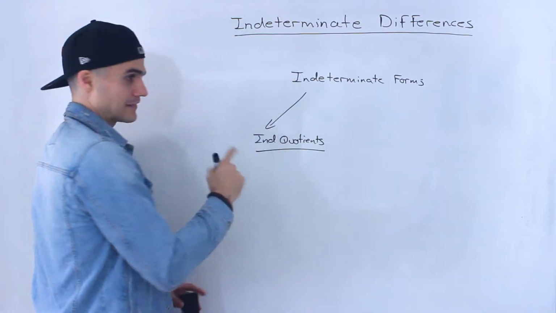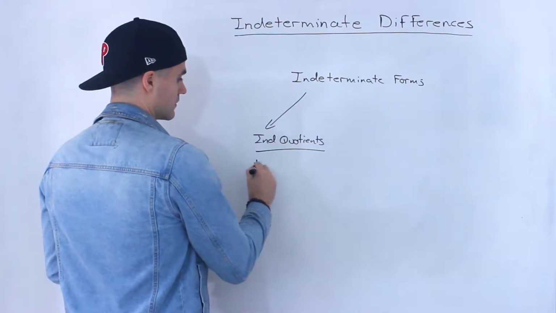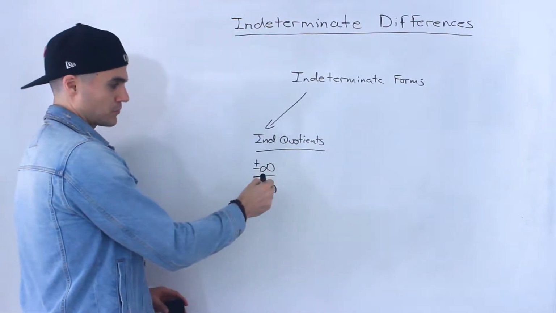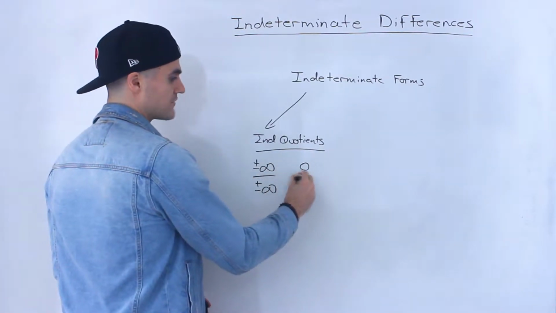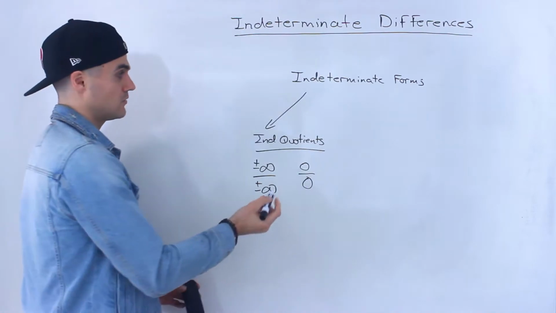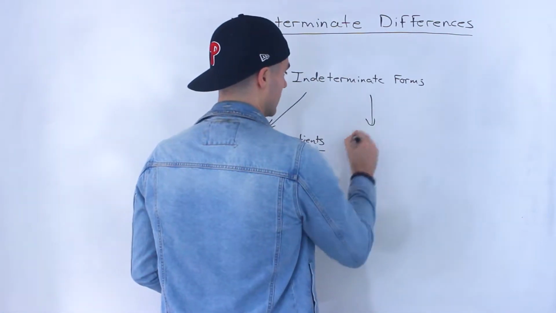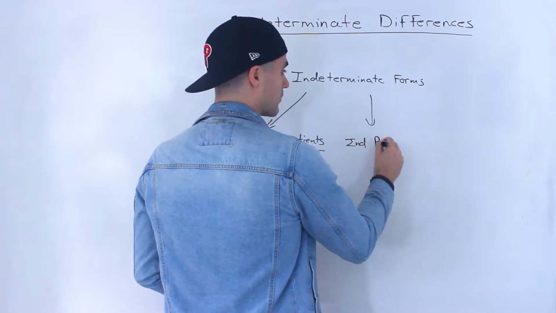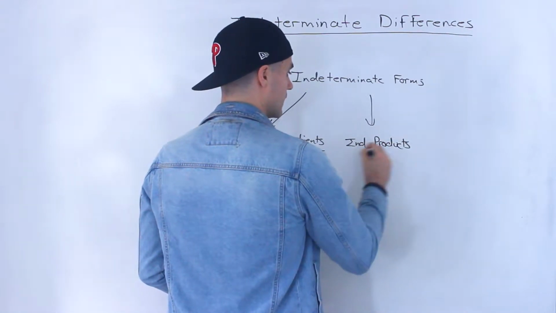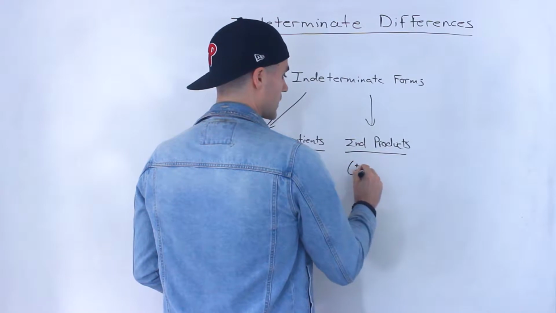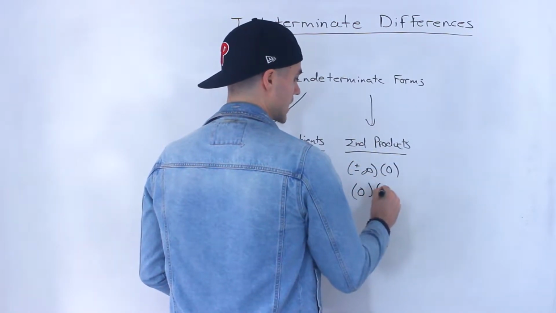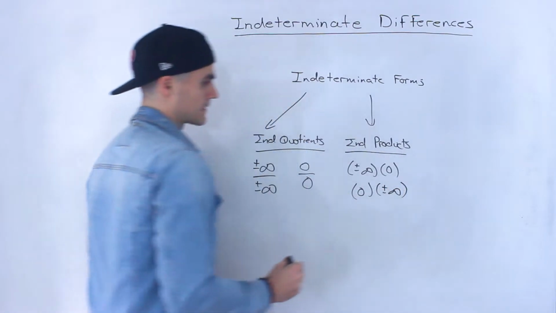And that's when we have a limit in one of two formats: plus or minus infinity over plus or minus infinity, or 0 over 0. We've also dealt with indeterminate products. That's if we have plus or minus infinity times 0, or 0 times plus or minus infinity.